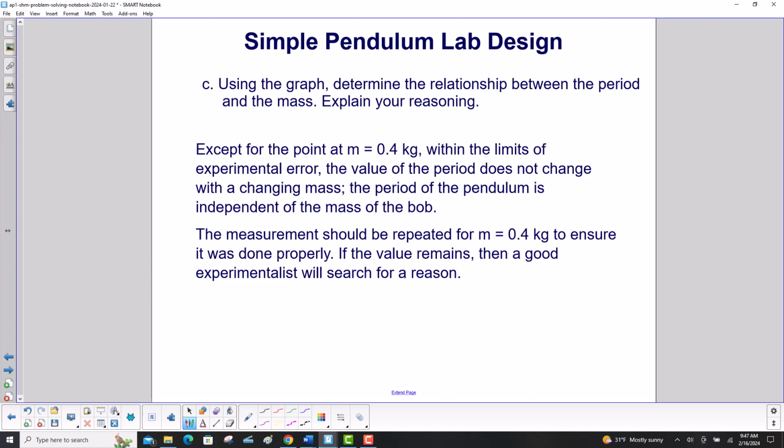Except for the point at m equals 0.4 kilograms, within the limits of experimental error, the value of the period does not change with a changing mass. The period of the pendulum is independent of the mass of the bob. The measurement should be repeated for this data point to ensure it was done properly. If the value remains, then a good experimentalist will search for a reason.